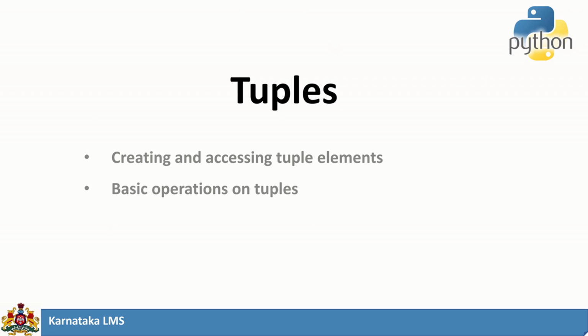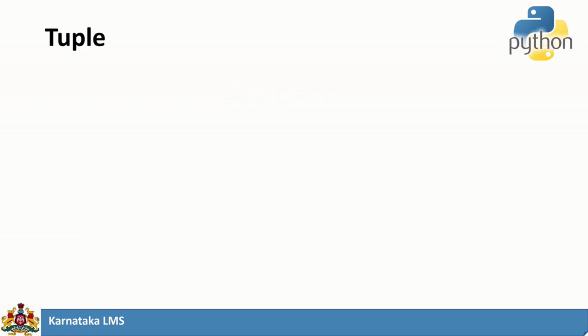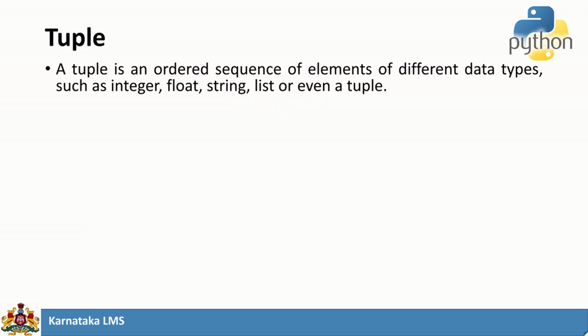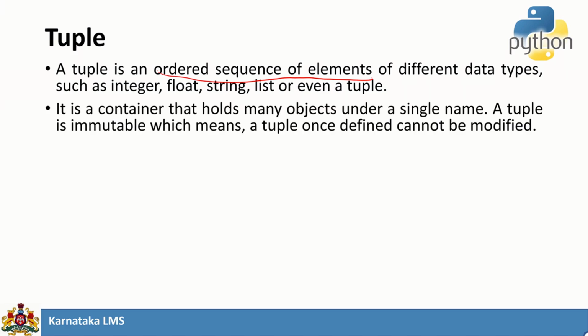In this session, we are going to discuss tuples, and we will learn how to create and access tuple elements and basic operations on tuples. A tuple is an ordered sequence of elements of different data types such as integer, float, string, list or even a tuple. So it is a container that holds many objects under a single name, and it is immutable.